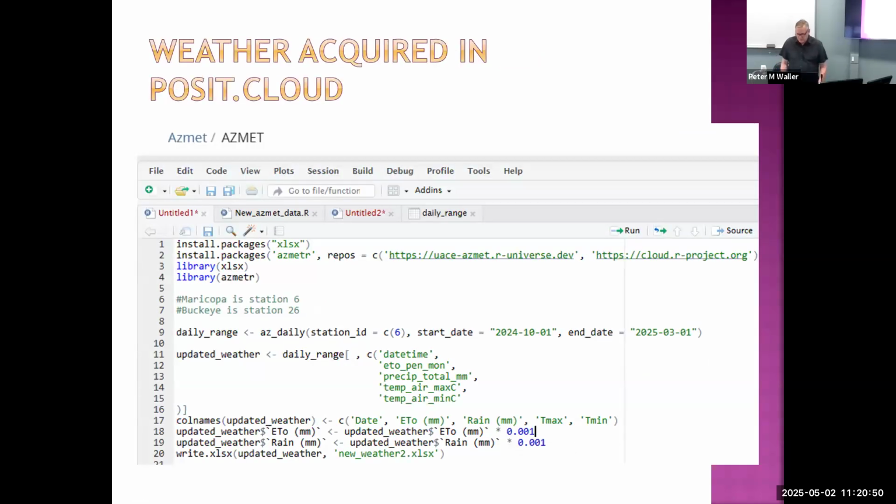Okay, and so if you remember, we acquired our weather data in Posit Cloud. Were you all able to make that work somehow or another? Run the R program? Great.